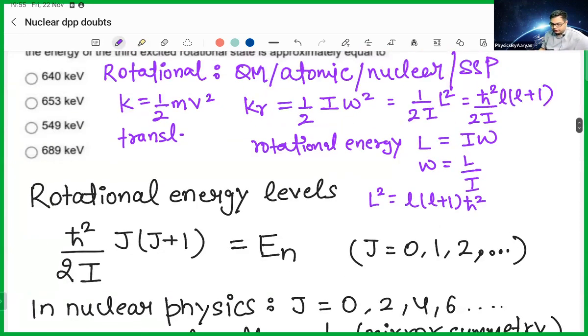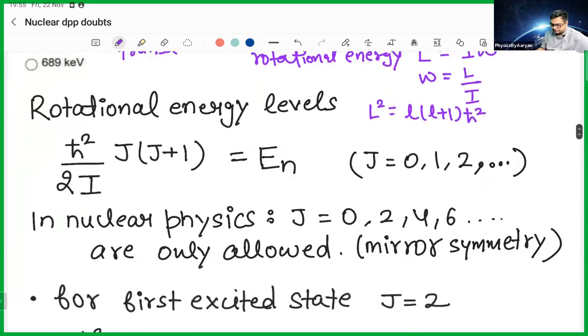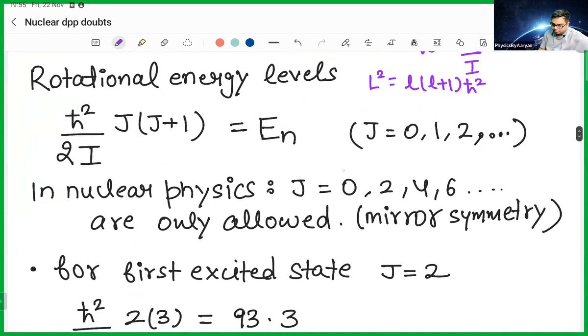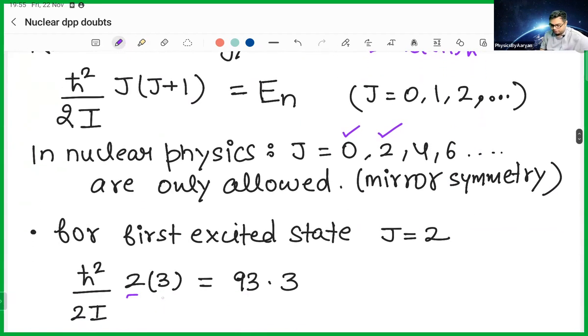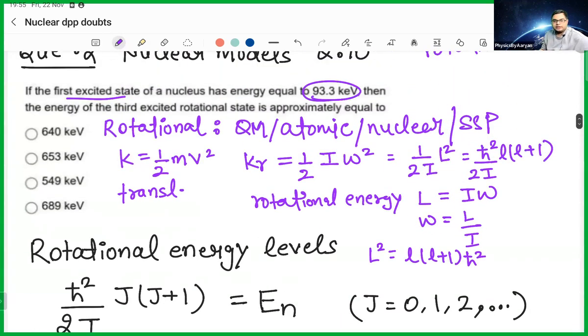Now, let's come back to our question, which is about the first excited state. This is going to be my ground state, and this is going to be my first excited state. So let's put J equals 2. If I put J equals 2, I get 2 into 3, which is 6, times h cut squared by 2I. And the energy is given to me as 93.3. I just put the value. That was given to me.